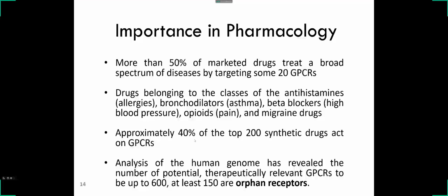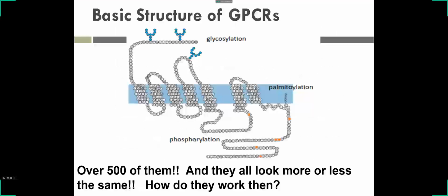There are still many, many GPCRs that need to be understood, with over 600. But what is interesting about GPCRs is they all look very, very similar, right? They all look like this. So they have 7 transmembrane domains. Typically, glycosylation groups on the outside. They are phosphorylated on the intracellular side. So how do they work?